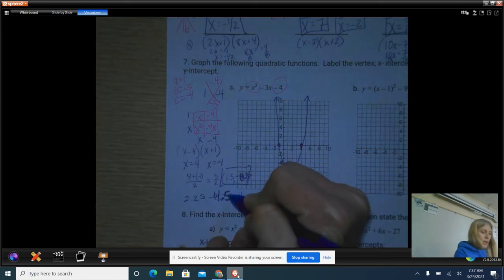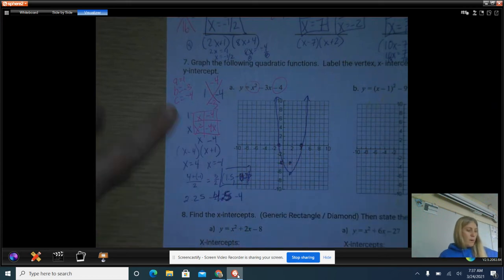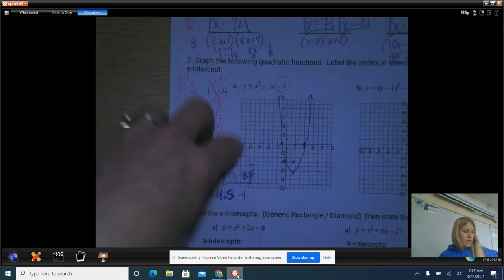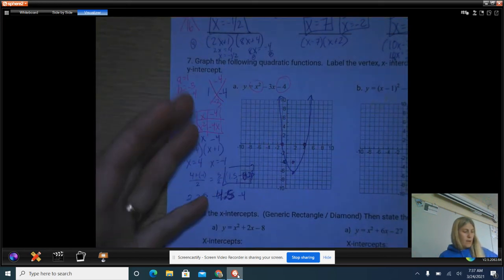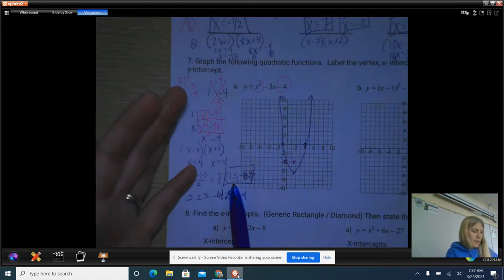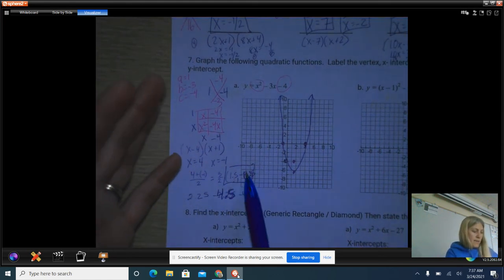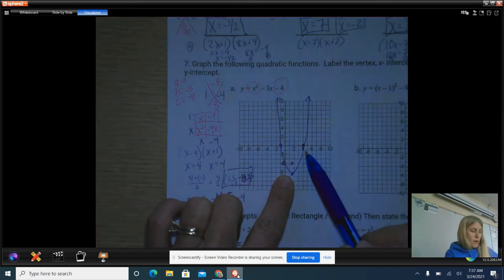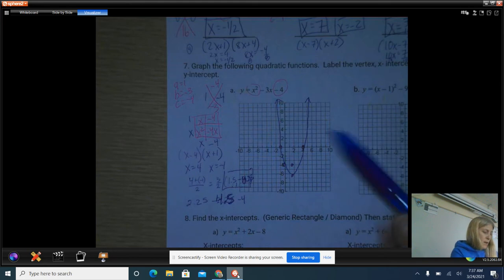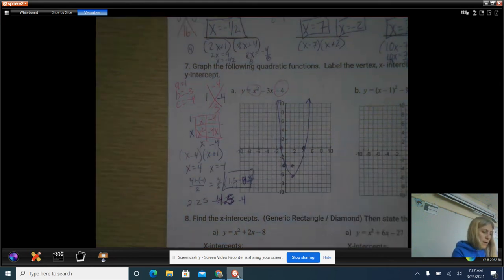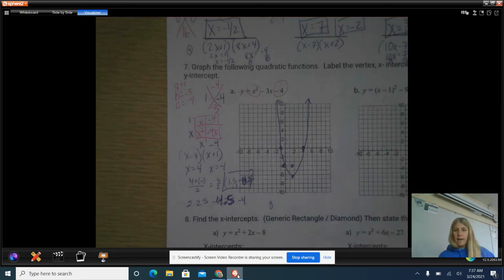Okay. So 1 point for your diamond problem, 1 point for your generic rectangle, 1 for your product form, 1 for each root, for -1, 1 for each point of the vertex, that's 1.5 and -6.25, and 1 point for your smooth curve. So that is 1, 2, 3, 4, 5, 6, 7, 8 points for this guy.